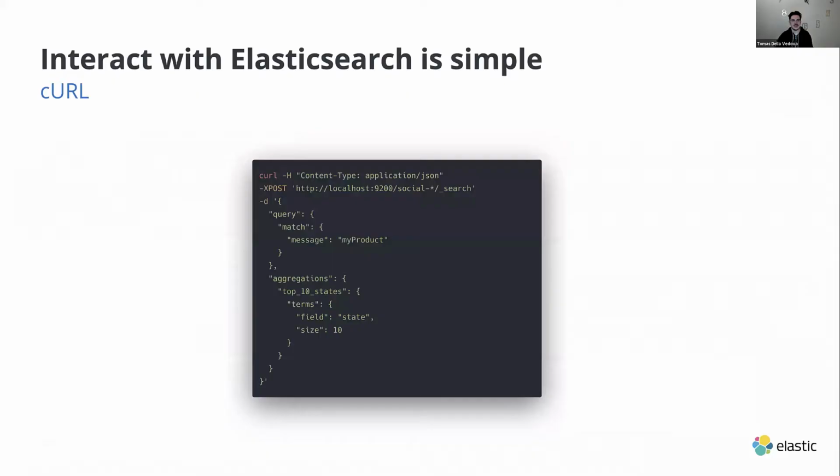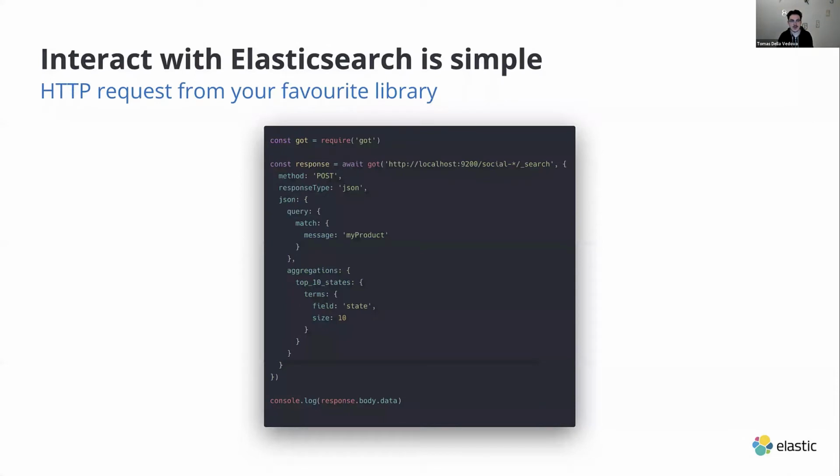So let's start with this. Interacting with Elasticsearch is very simple. You can just use a curl, send a request, and get back the response. That's it. Which means that you can easily use your favorite HTTP request library in Node for sending a request and getting back the response. So there's not really the need for the client, isn't it? So we'll see a little bit more about that.